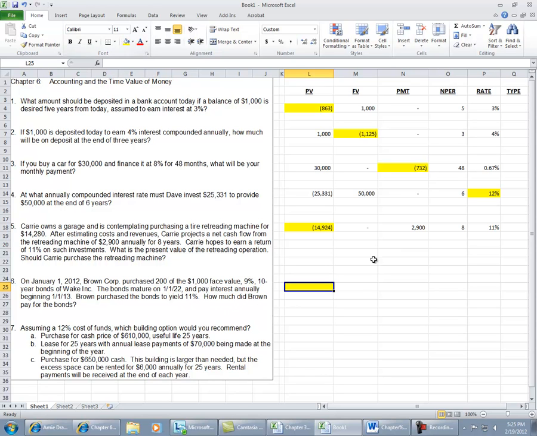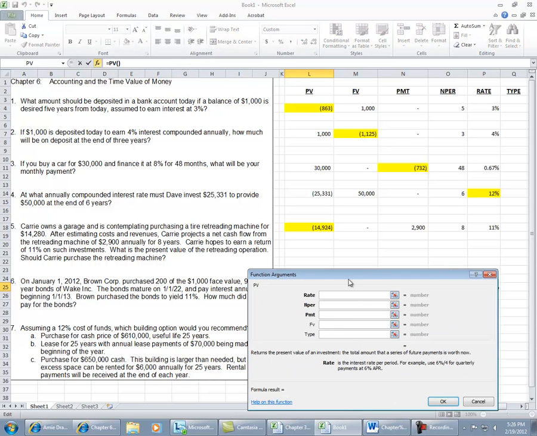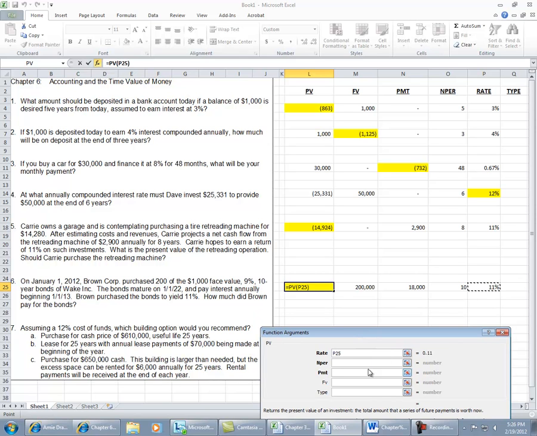Okay, so we're going to solve for present value in this scenario. The future value is the principal amount, which is the 200 times the 1,000. Our payment is based on this face value of 200,000 multiplied by the 9% interest rate. The number of periods is 10 periods, and the rate is 11%. So we're going to solve for the present value discounting at 11% because that is the yield, and so that's going to be our market rate. We'll drop in our variables.